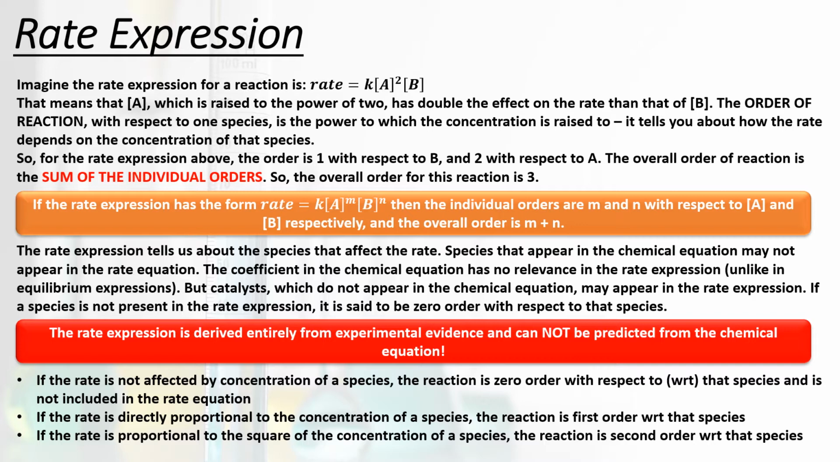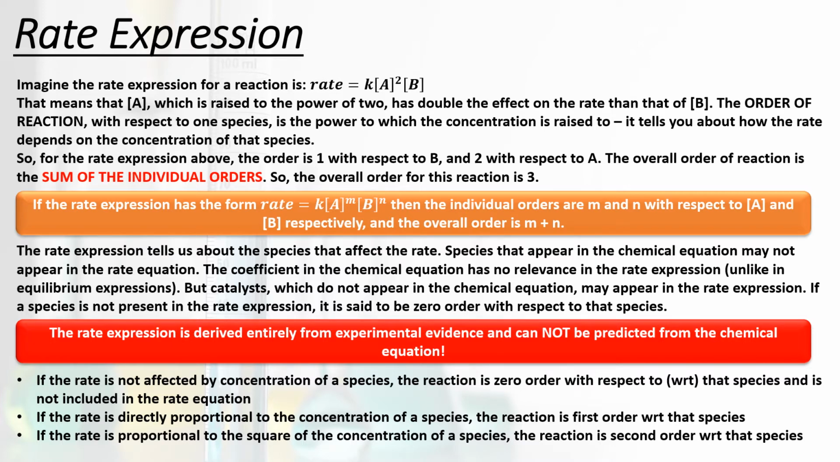So in the example where we had it right at the top, where we have k A squared B, that doesn't mean that we have a reaction that is 2A plus B. And this again goes back to the fact that the only way that we can derive a rate expression, and the only way that we can find out how the individual species affect the rate and by how much, is through experimental evidence. It's by doing experiments and seeing how much the rate changes by when we change the concentrations. It can't be predicted from the chemical equation.